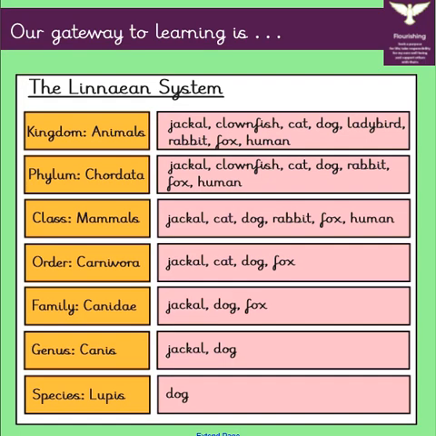Here is an example of how the Linnaean system works. At the top here, we can see that all of these living things, including humans, belong to the Animalia kingdom. Next, we split the kingdoms into phyla. The phylum Chordata includes all animals with a backbone. Therefore, we lose a ladybird from this group, as ladybirds are invertebrates.